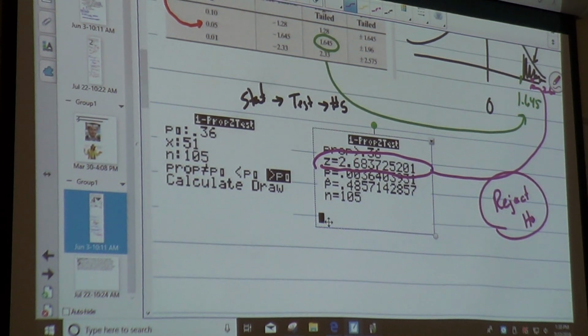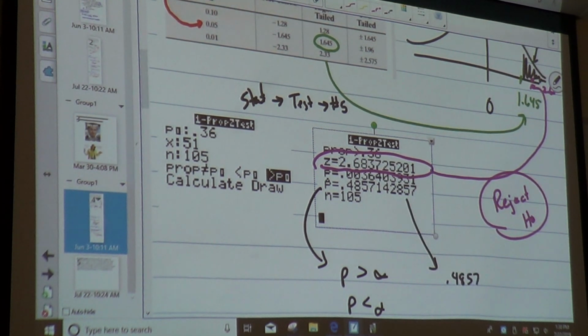Now, if you wanted to do that other test, like the classical one, it would be, is your P greater than alpha or is your P less than alpha? What is our P? Our P is 0.4857 and our alpha was 0.05. It is less than, which is going to be a reject. So if you want to do it that way, you can. I just like seeing the picture.